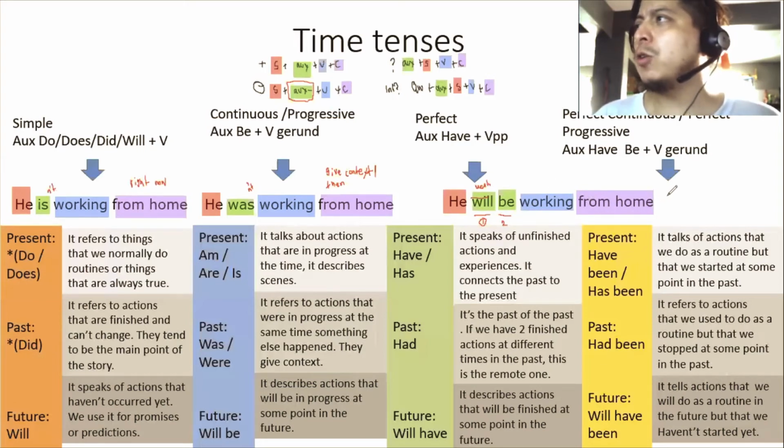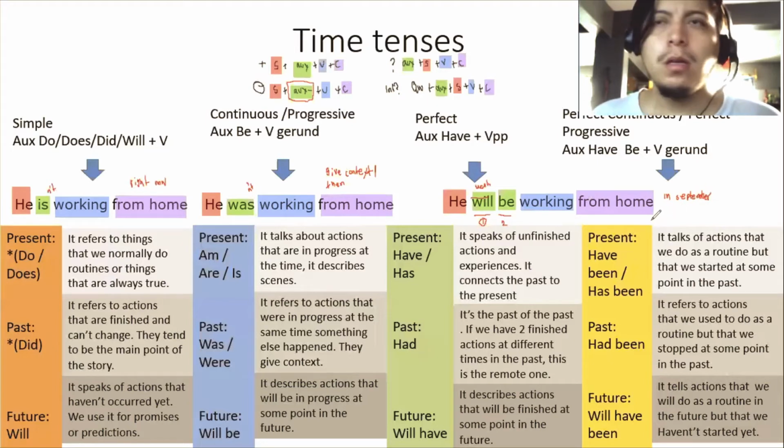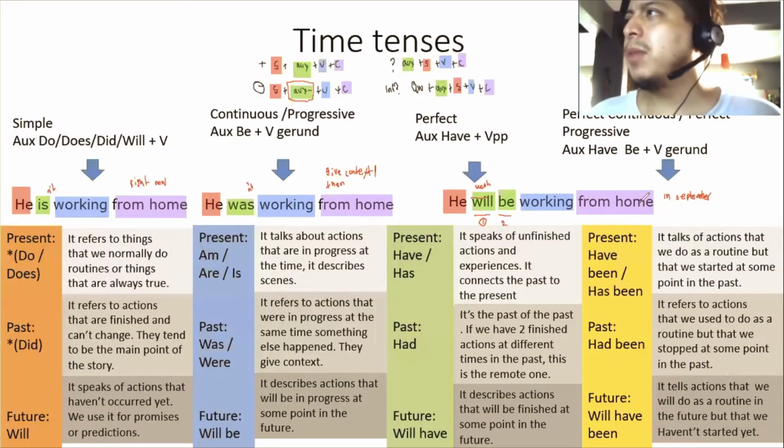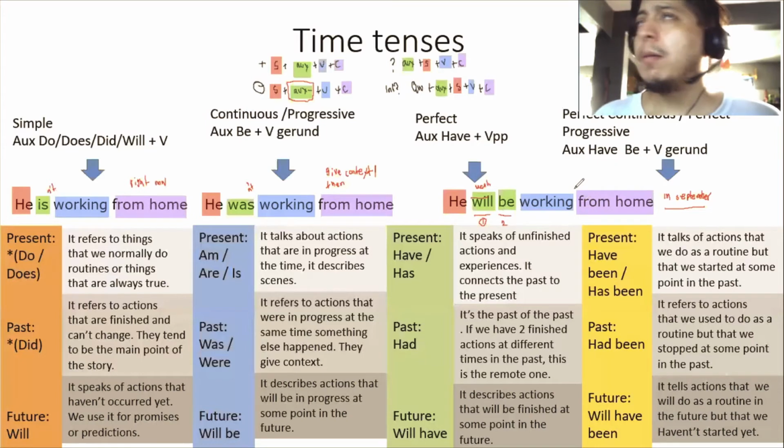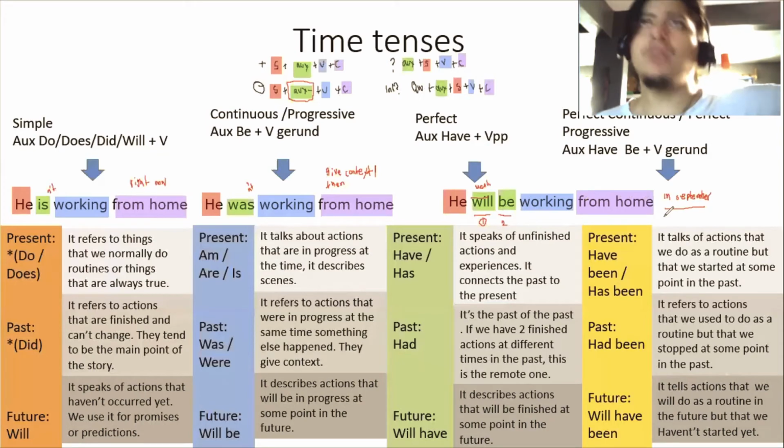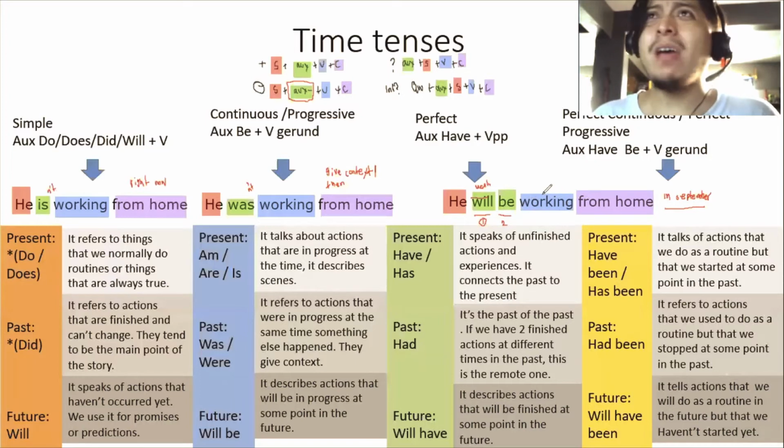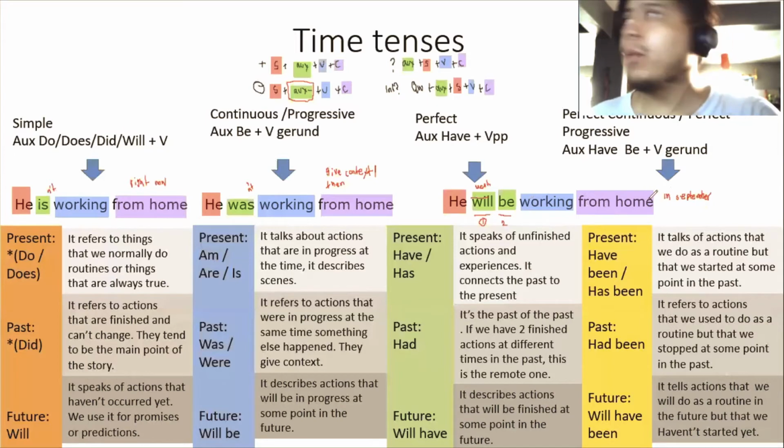It means in the future, like in September, this action will be in progress. He will be working from home, but not now. He will be working from home in September. So in a month or in 2 months or in 2 weeks, he will be working from home. Right now, he's not doing that. This is in the future. The future continuous. Okay? I hope that's okay.